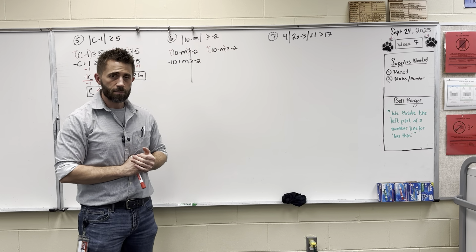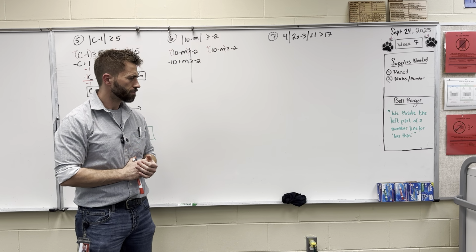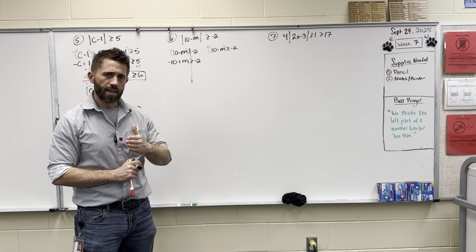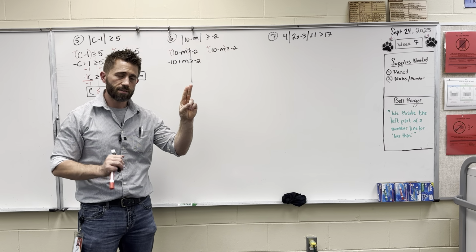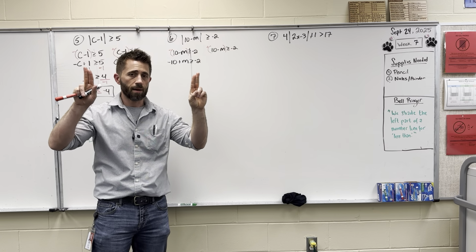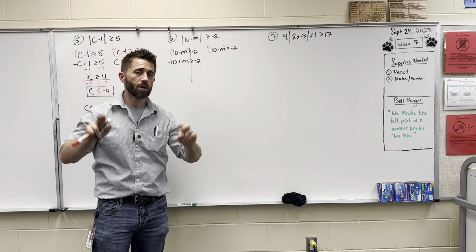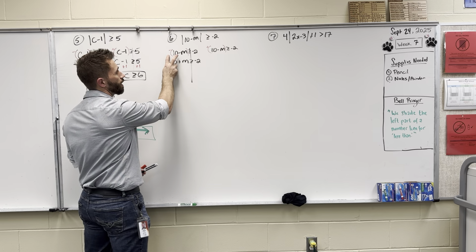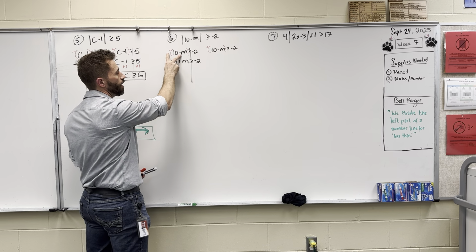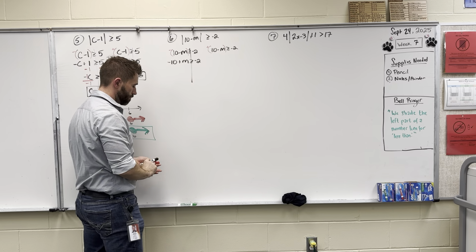A positive times a positive, sorry, that was completely wrong there. A negative times a positive is negative. Two positives or two negatives make a positive. If they're the same when you multiply, they become positive. If they're different, they're different. So negative, positive, negative, negative, negative, positive.